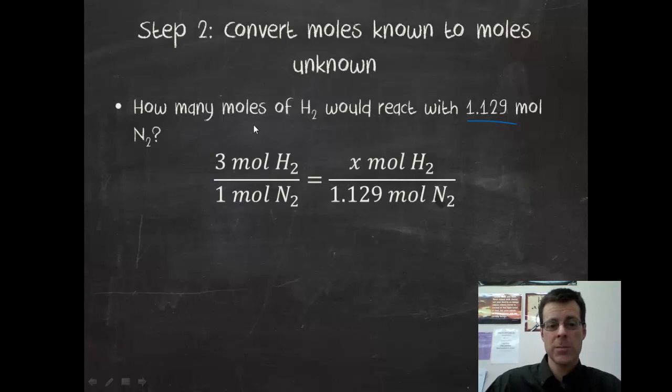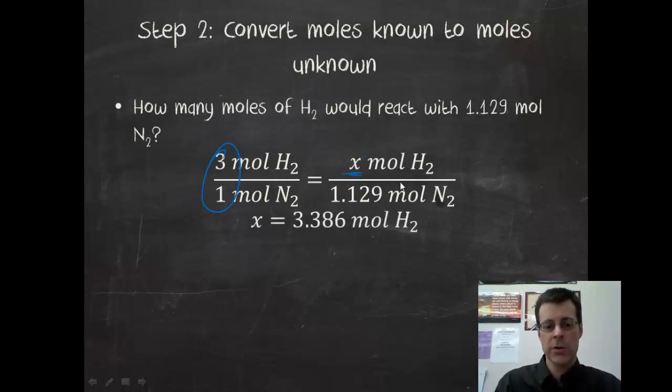And the recipe, if you recall, was 1 mole of nitrogen plus 3 moles of hydrogen react to form products. So this is where I get my 1 and 3, and I just need to be careful about what goes on top. Solving that ratio, I get 3.386 moles of hydrogen.